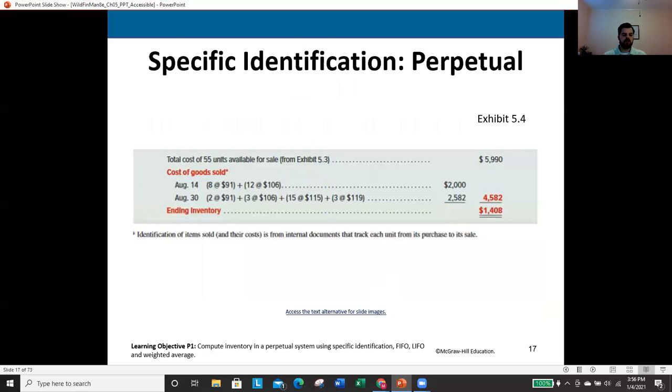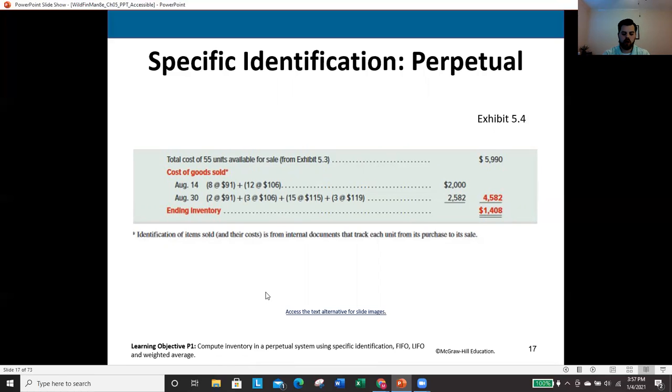Now they tell us of those 55 units, 8 of those were from our original inventory at $91, 12 were from the purchase at $106, 2 more came at $91, 3 at $106, 15 at $115, and 3 at $119. So all we're going to do here is some product type stuff. So 8 times 91 is whatever it is. 12 times 106, those two numbers added together comes out to 2,000. 2 times 91 plus 3 times 106 and on down the line comes out to 2,582. This tells you then your total cost of goods sold is 4,582.